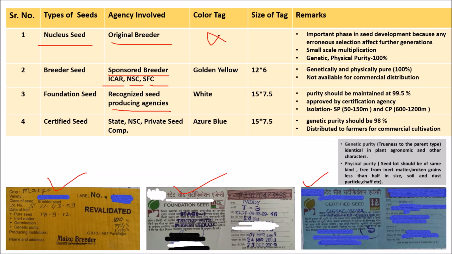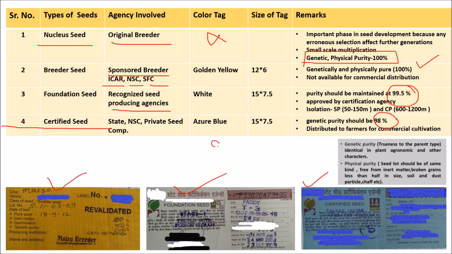If we talk about the purity, the nuclear seed is genetically and physically 100% pure. Same is the case with the breeder. Foundation has a purity of 99.5%, and the purity in case of certified is restricted to approximately 98%. This is distributed to the farmers for commercial cultivation.